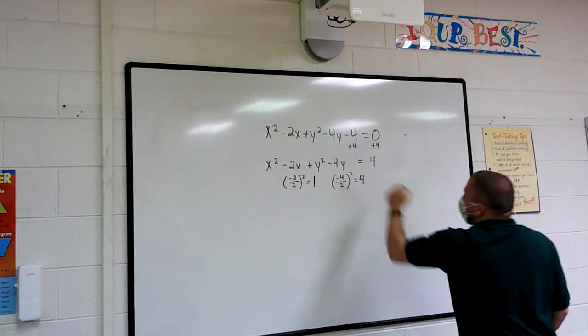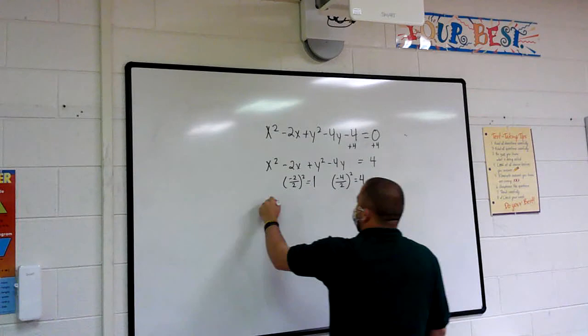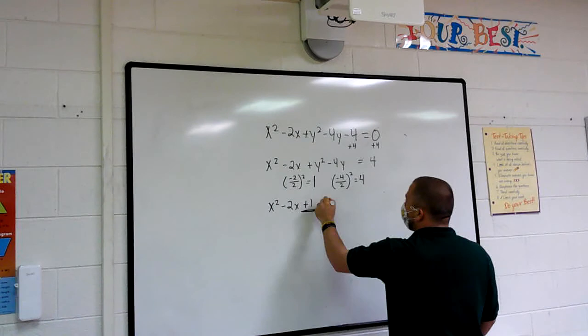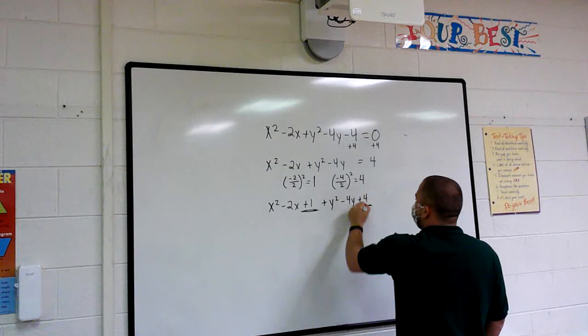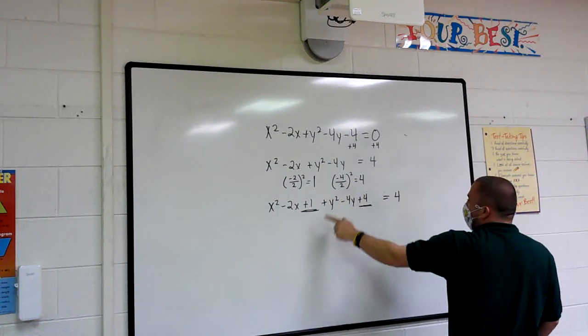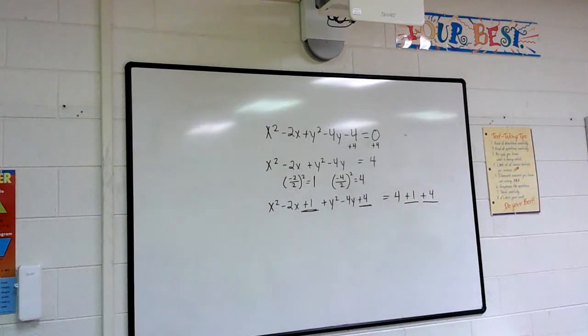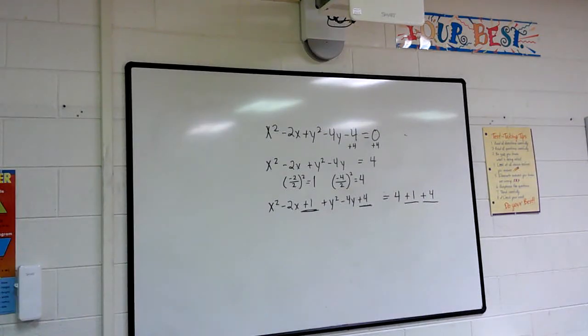Okay, so those are the numbers that you want to add to both sides. Now watch how we do that. We're going to say x squared minus 2x plus 1. I'm going to underline it just so you know I added it. Plus y squared minus 4y plus 4 equals 4. And then you have to add it to the other side too. So I take the b over 2 squared, and I have added that to both sides. So that's the key there. But I had to do it twice. I have to do it for the x's. I have to also do it for the y's.